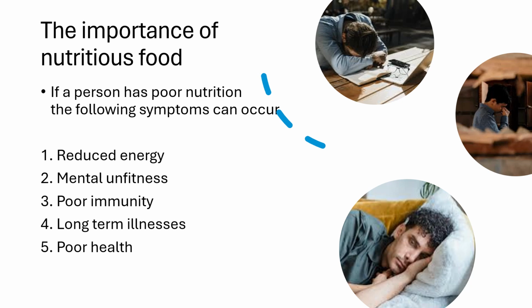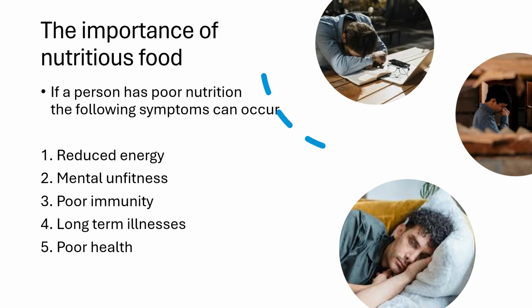And what will happen if a person has poor nutrition? If a person has poor nutrition, that person might show the following symptoms. He might have reduced energy, that means not enough energy to get through the day, and then reduced mental fitness, because nutrients not only contribute to your physical health, but they also affect how your brain works. So it's going to affect mental fitness.